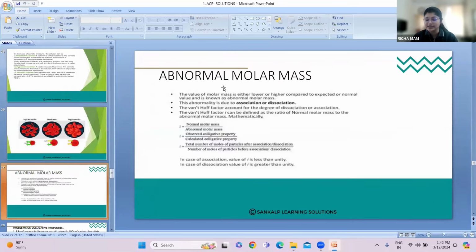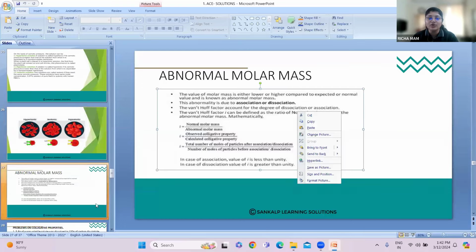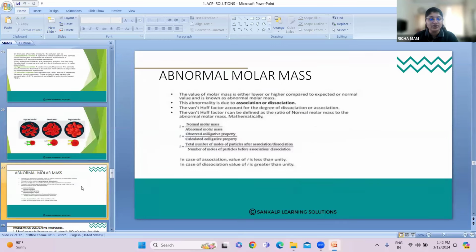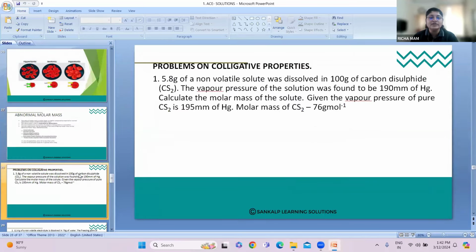Then we saw what abnormal molar mass is. It is given by the Van 't Hoff factor i, that is normal molar mass divided by abnormal molar mass. In case of association, remember the value of i will be less than unity, and in case of dissociation, the value of i is greater than unity. So all these factors we have seen.